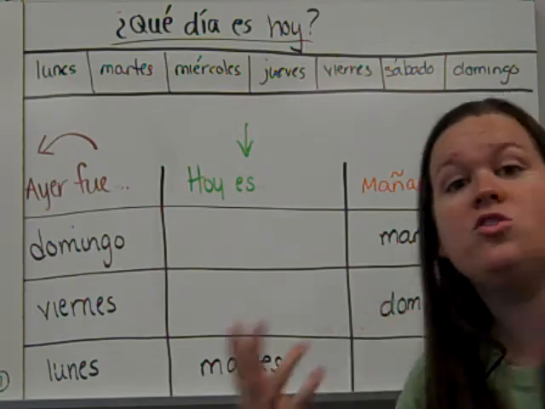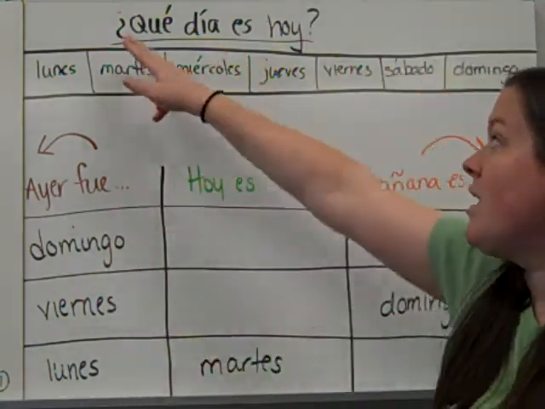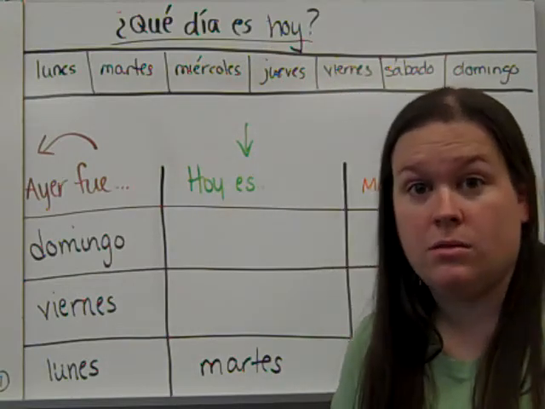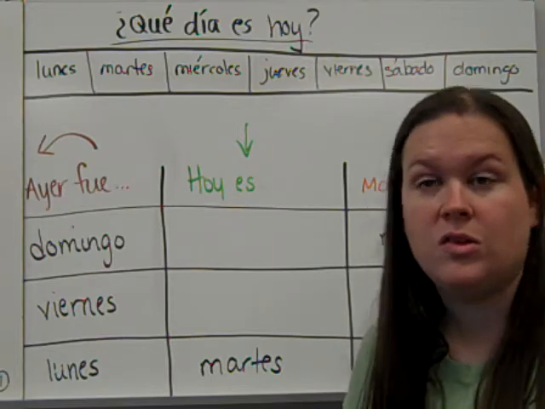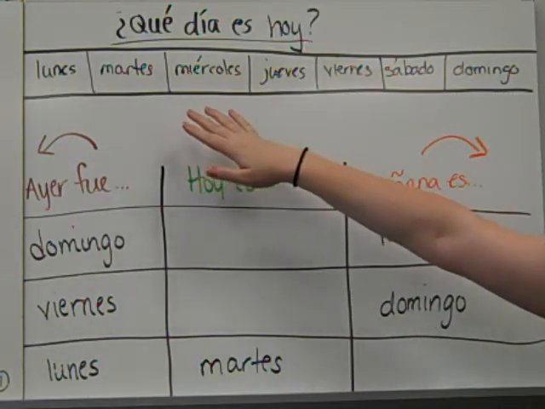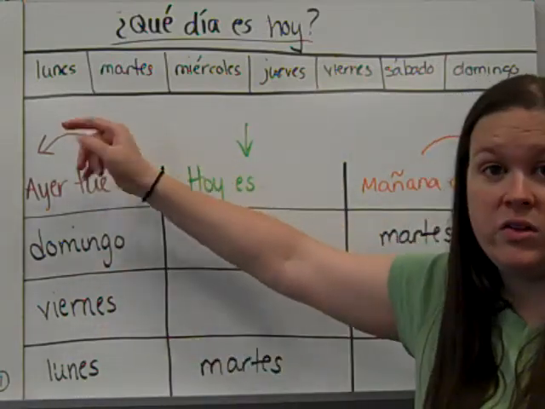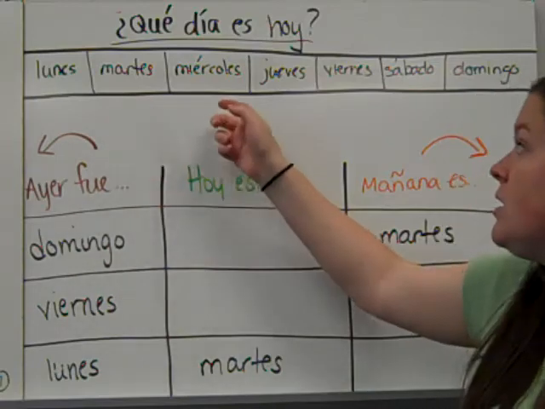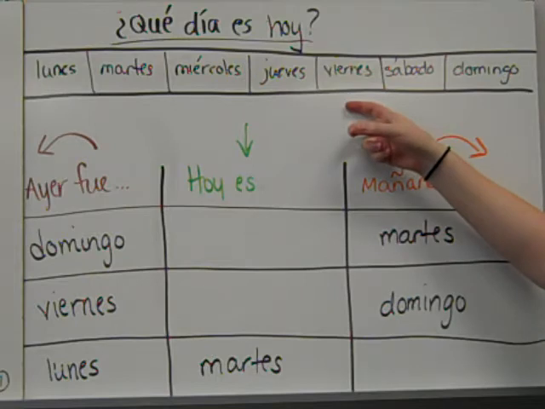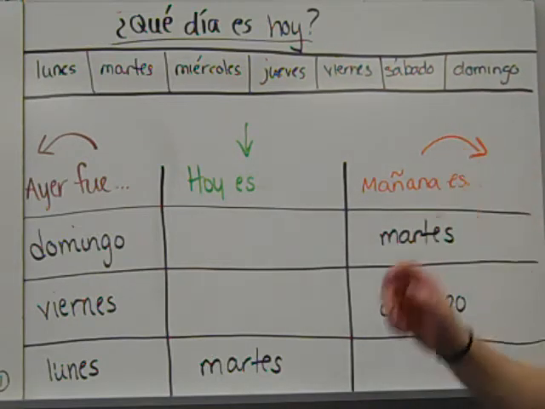Alright, so those were general things. Now we're going to talk just about the day. ¿Qué día es hoy? Literally, what day is today? Now, here are the days of the week. You may want to pause to copy them down. Here's how you pronounce them. Lunes, martes, miércoles, jueves, viernes, sábado, domingo.